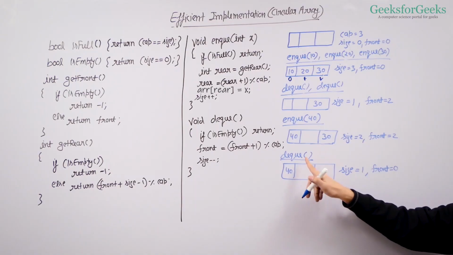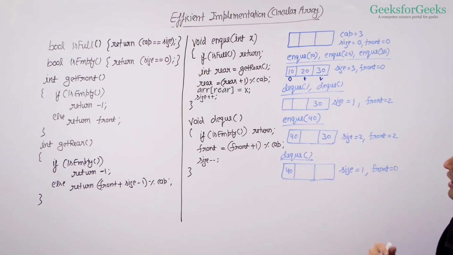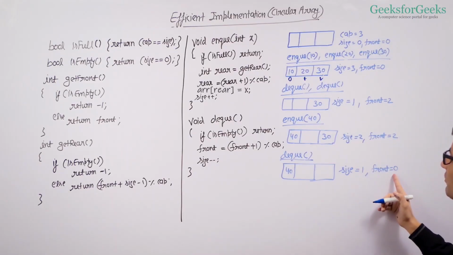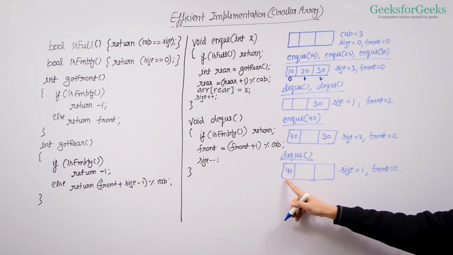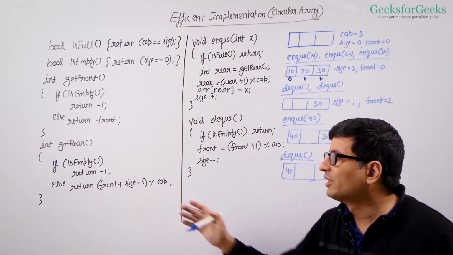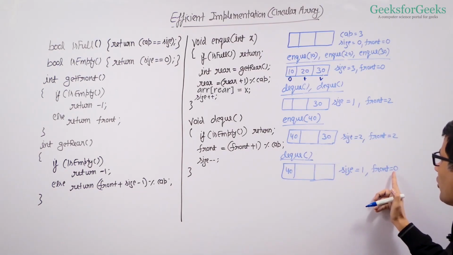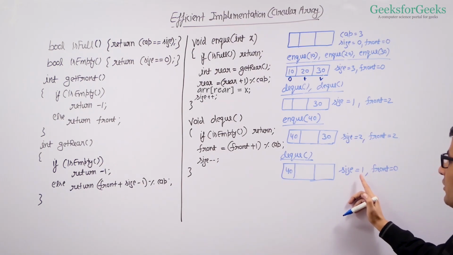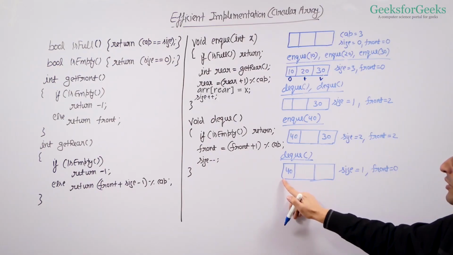Then you do dequeue. So when you do dequeue, you will again simply do front equal to front plus 1 mod capacity. So your front will now become 0. So front and rear both are 0. See, rear is not maintained as a separate variable. Rear is always this. So you can get the rear as well. So your rear will be 0 plus size 1 minus 1, 0 mod capacity. So rear is also 0 at this point.